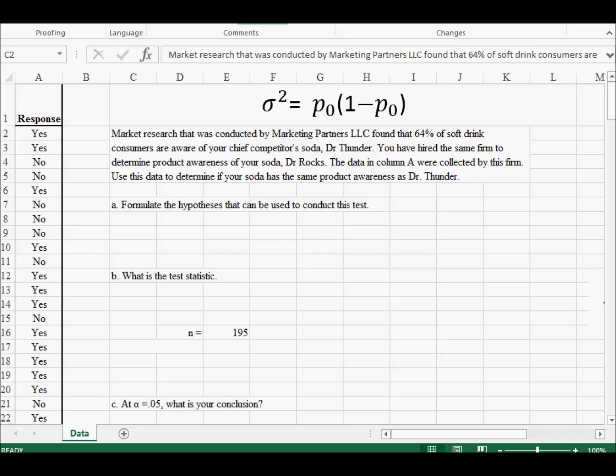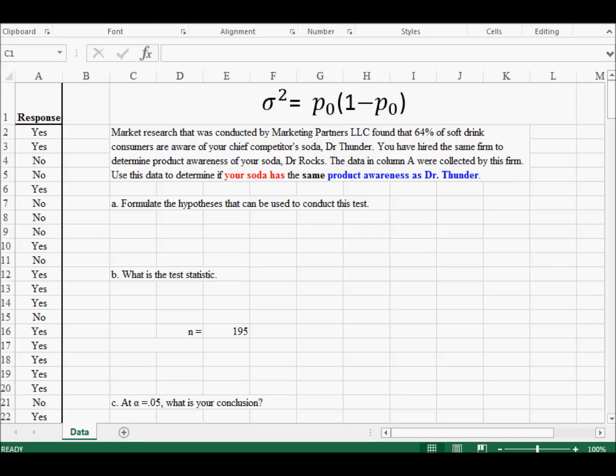Market research that was conducted by Marketing Partners, LLC, found that 64% of soft drink consumers are aware of your chief competitor's soda, Dr. Thunder. You have hired the same firm to determine product awareness of your soda, Dr. Rocks. The data in column A were collected by this firm. Use this data to determine if your soda, which that red phrase is the proportion of consumers who are aware of your soda, has the same, as in bold because it means equal, product awareness as Dr. Thunder. Dr. Thunder's product awareness is the hypothesized value.